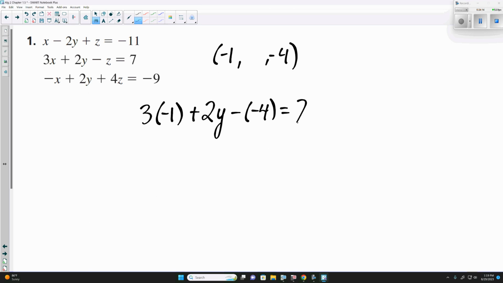We take this equation, I plug in the values I know. I know the value of x is negative 1. I know the value of z is negative 4. We plug them in, and then we're going to simplify. Our 3 times negative 1 is negative 3, plus 2y. Our negative 4 is going to become plus 4 is equal to 7. Combine like terms. Negative 3 plus 4 is positive 1.